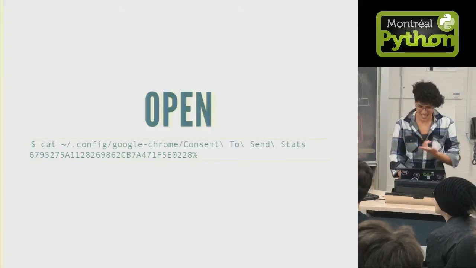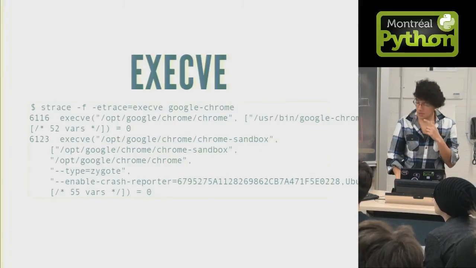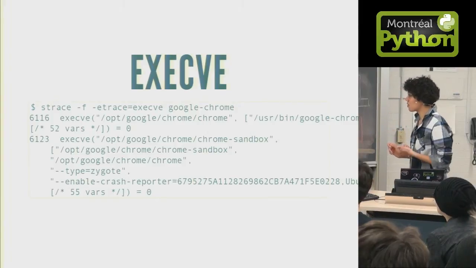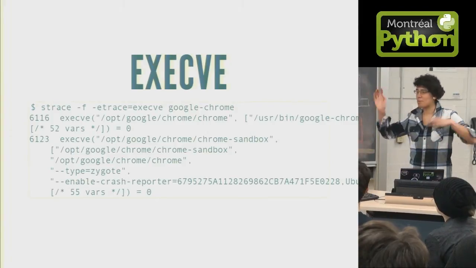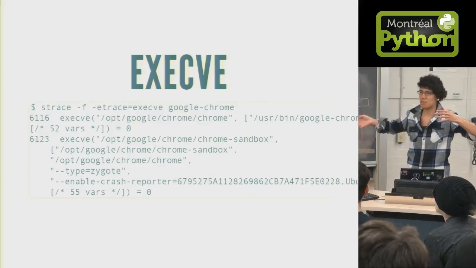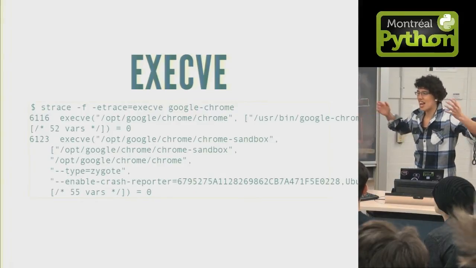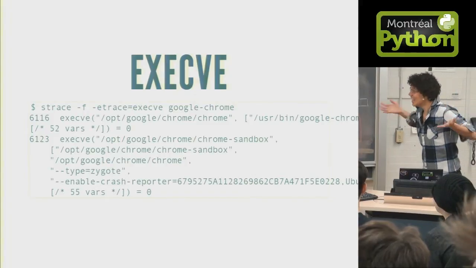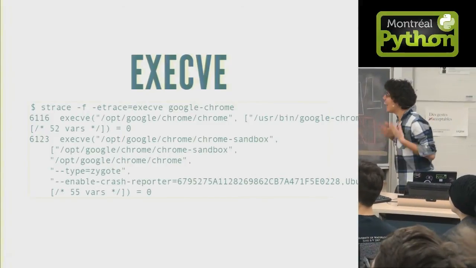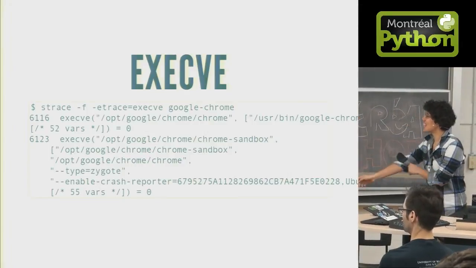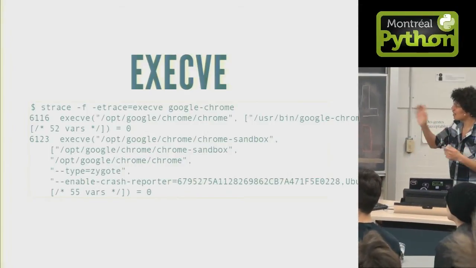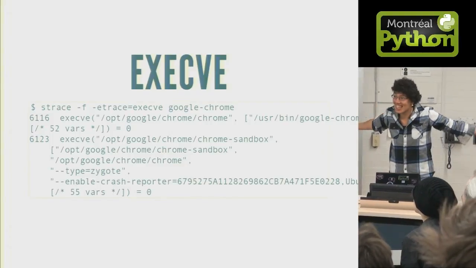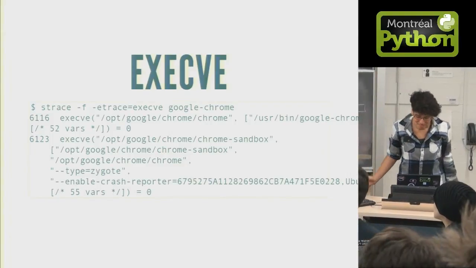If I look in it, there's like a key. You can strace for other things, like execve. Who here writes wrapper scripts that call other programs? Do you ever have bugs in those scripts? You have bugs. I have bugs. If you use strace for execve and look at all of the child processes, you can see every process that your program is starting. And then you know all of them.